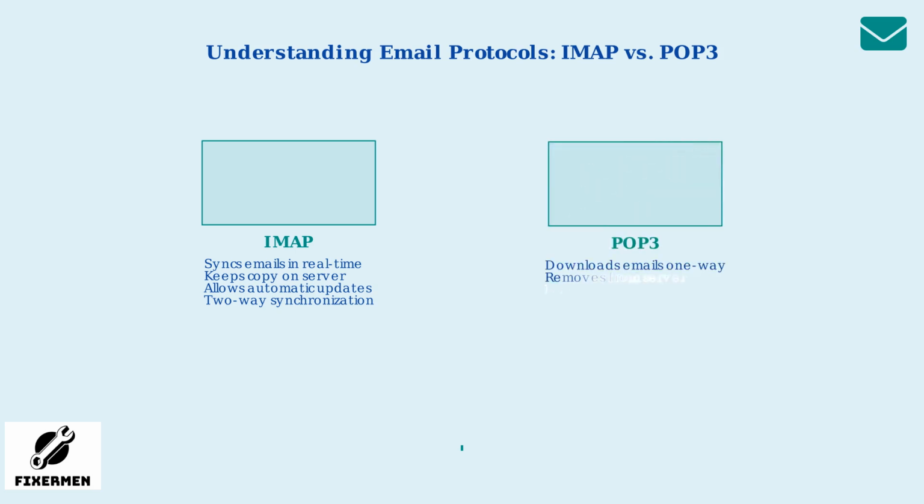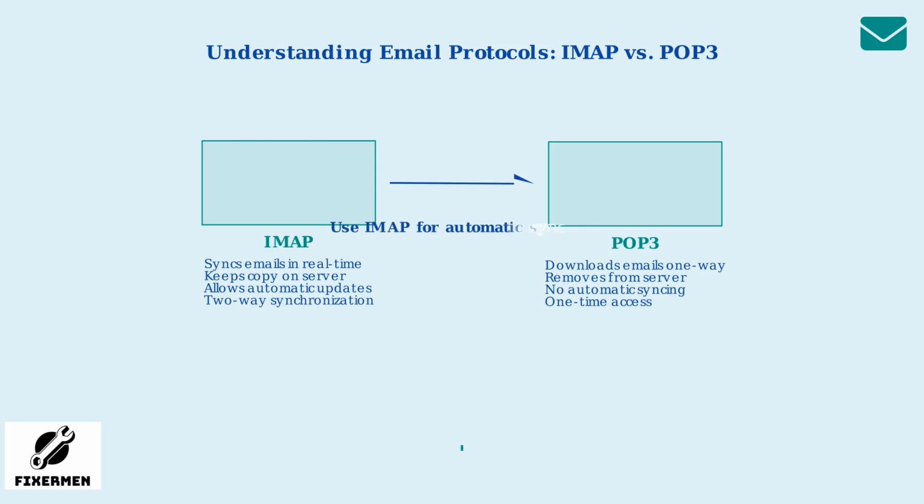POP3, or Post Office Protocol version 3, works differently. It downloads emails from the server to your device for one-way access. Once downloaded, emails are typically removed from the server, which prevents automatic syncing. This protocol is better suited for situations where you want to download emails once without keeping them on the server.